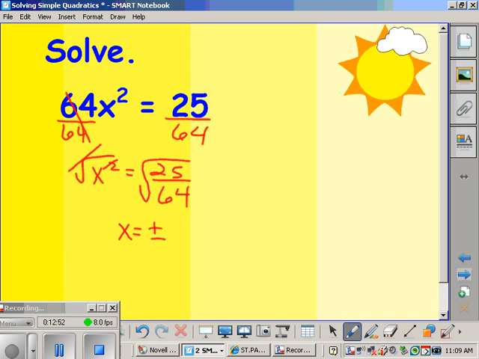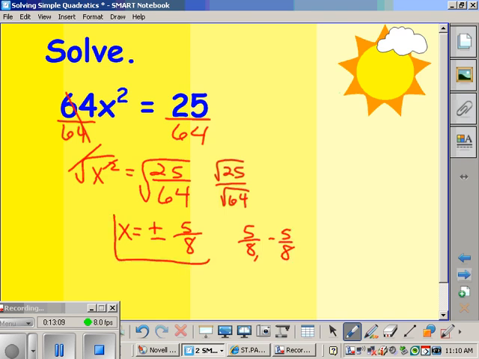Now in this one, just like another one that we had done, because 25 and 64 are both perfect squares, we can take the square root of both, and we end up with 5/8. So our two answers are positive 5/8 and negative 5/8. Those would be the x-intercepts if you graphed this quadratic equation.